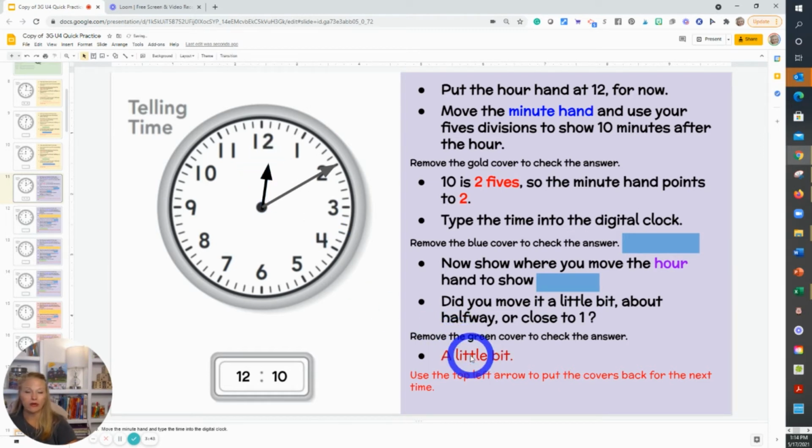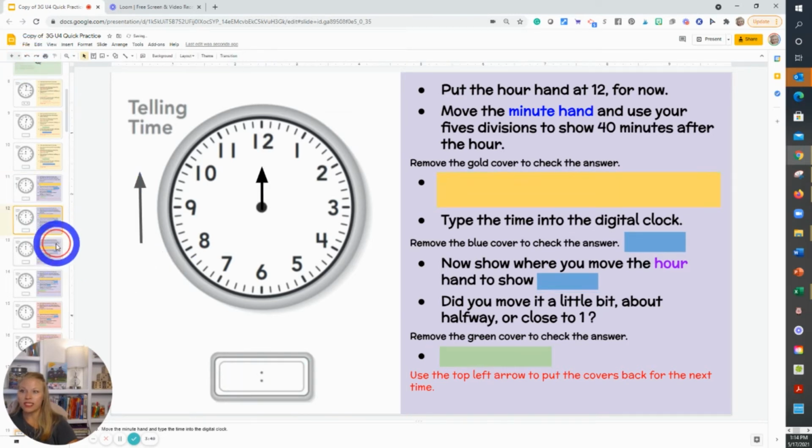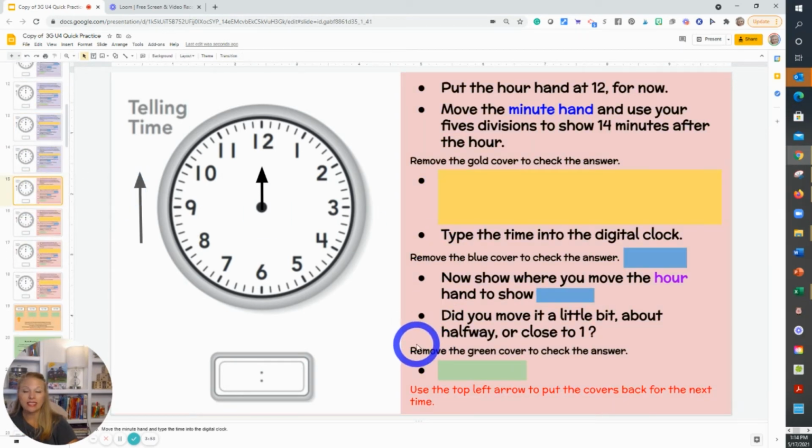I can delete my green slide, and I can see the answers there. So I'm going to delete all of those, put all of these back. You would do the same thing for each of those purple slides. Then you get to the pink slides. It's the same idea, but now it doesn't divide evenly.